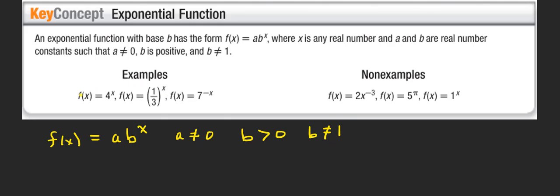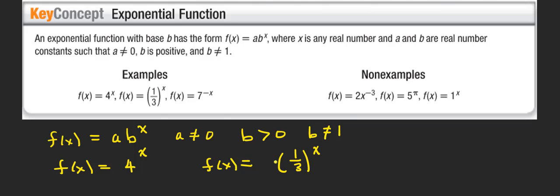So here are some examples of exponential functions, such as f of x equals 4 to the x. Here a is 1, b is 4, and we have x. Another example would be f of x is quantity 1 over 3 to the x. A is 1, b is 1 over 3, and it's positive and not equal to 1. And we have an exponent that is a variable x.